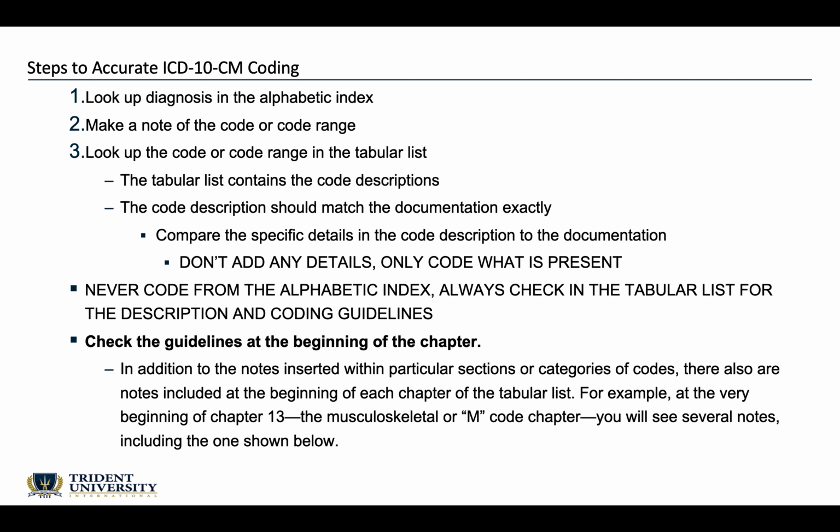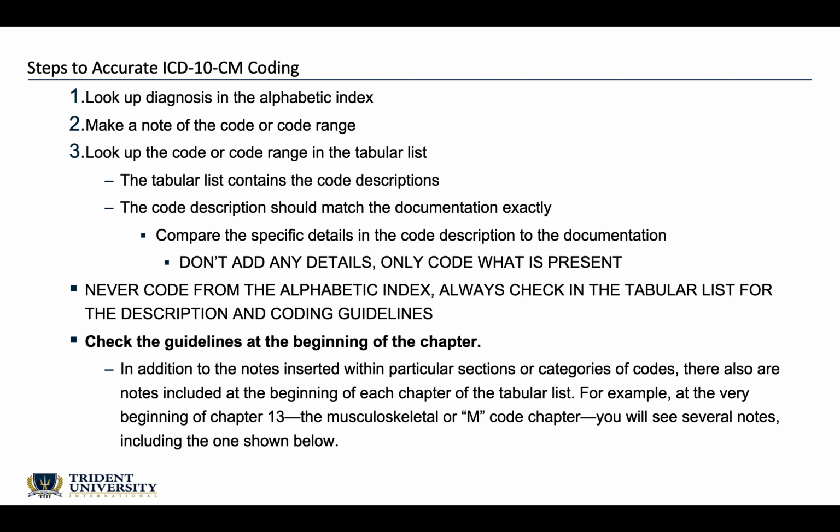Open your manual to the alphabetic index. Make a note of the code or code range that the result gives you. Look up the code or code range in the tabular list. The tabular list contains the code descriptions, and the code description should match the documentation exactly. Compare the details in the code description to the documentation. Don't add any details, only code what's present. For example, if I have a type 2 diabetes patient, but it doesn't tell me if the patient had a stroke or if the patient was in a coma, I can't add any of that information. I can only code what is documented.